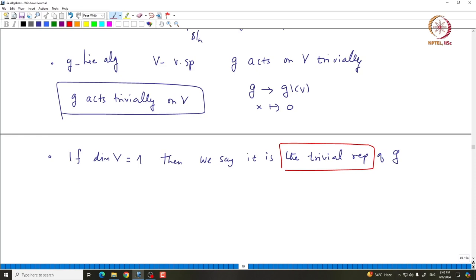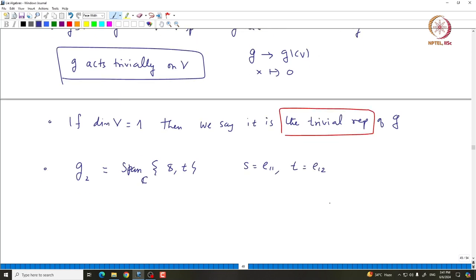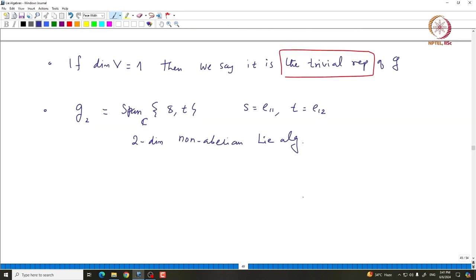So now we can also take, for example, G2, which is the span of S comma T, where S is E11 and T is E12, which is the two-dimensional non-abelian Lie algebra. Then it is easy to see that this G2 naturally acts on C2. What we mean by natural action is just the natural matrix multiplication. We will later classify all two-dimensional representations of G2, so for the time being, this is the only example that I am going to give.